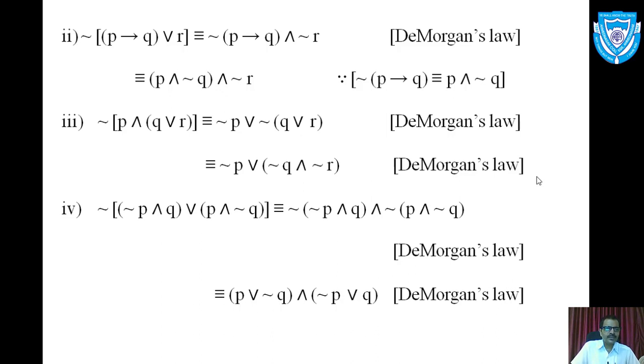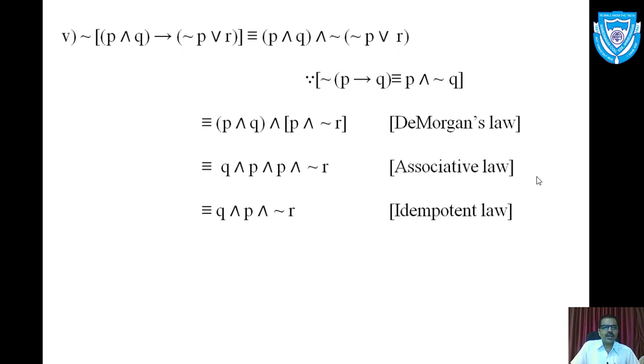Move to the fourth one, negation of P and Q or P and negation of Q. According to De Morgan law, it becomes negation of P and Q, and negation of P and negation of Q. Again use the De Morgan law. Negation of P is P or negation of Q, and negation of P or double negation of Q can be replaced by Q.